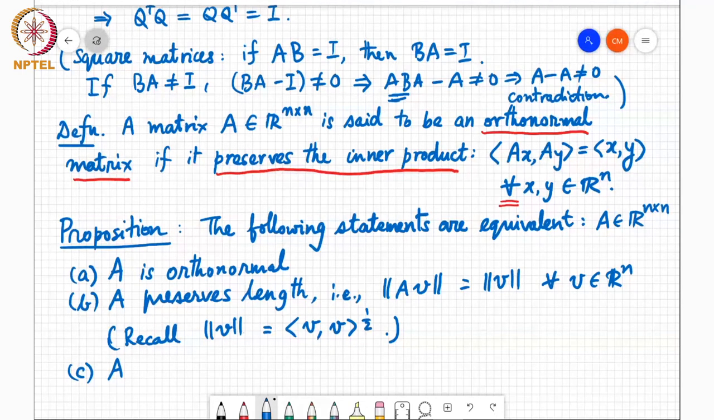Okay. So if, for example, X and Y were orthogonal, perpendicular, then after transformation by A, they will remain perpendicular to each other. If they are collinear with each other, then even after transformation by A, they will remain collinear with each other. That's what it means. Okay. And mathematically, this is the precise meaning of a matrix being an orthonormal matrix. It preserves all inner products. Okay. Not just when X and Y are orthogonal or not just when they are collinear.